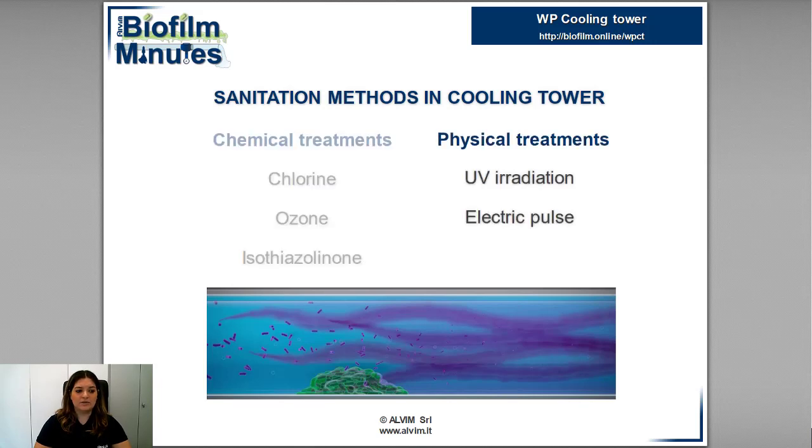Among physical methods, UV irradiation is one of the most widely applied techniques to treat relatively clean water, where it is effective and rather fast. Another physical treatment that has received some attention is electronic pulse generation, which has the function of damaging the cell membrane of bacteria, causing their death.